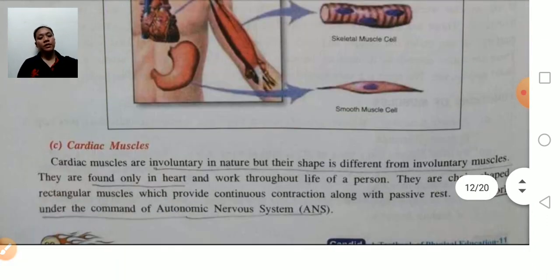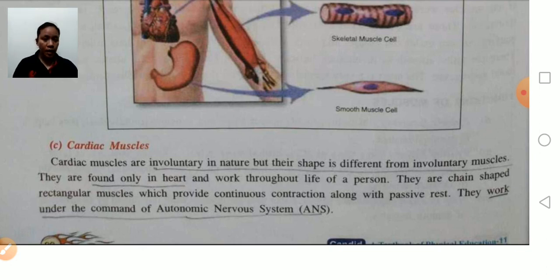Next is cardiac muscle. Cardiac muscles are involuntary muscles. It is also involuntary in nature, but their shape is different from the smooth involuntary muscles, and this is found only in the heart. They work throughout the life of a person. If they stop, then the person will die. They are chain shaped rectangular muscles which provide continuous contractions along with passive breath. They work under the command of the autonomic nervous system.